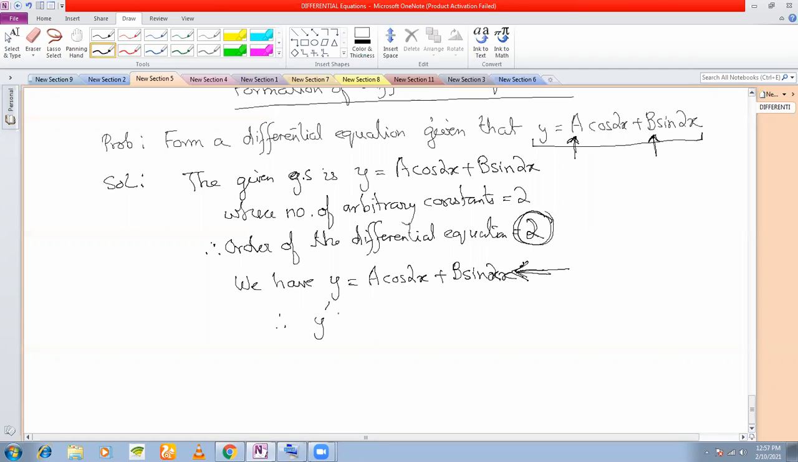So we are going to first find y dash. Therefore, what is y dash? Or sometimes y dash is also written as y1. Y dash is equal to, you differentiate this, you get minus 2a sin 2x. I'm differentiating directly, plus 2b cos 2x.